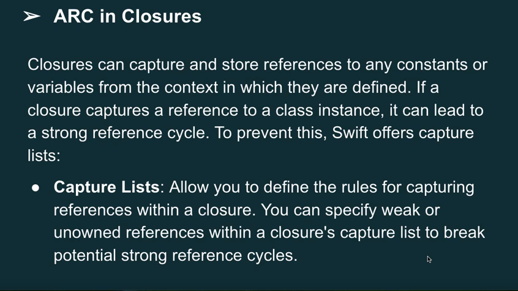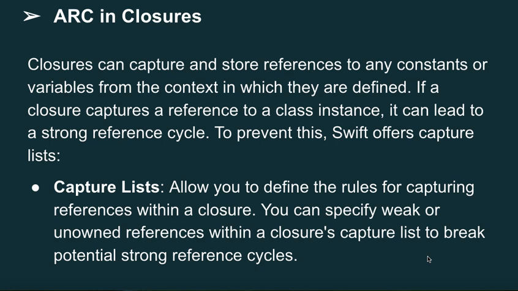ARC in closures. Closures can capture and store references to any constants or variables from the context in which they are defined. If a closure captures a reference to a class instance, it can lead to a strong reference cycle. To prevent this, Swift offers capture lists. Capture lists allow you to define the rules for capturing references within a closure.